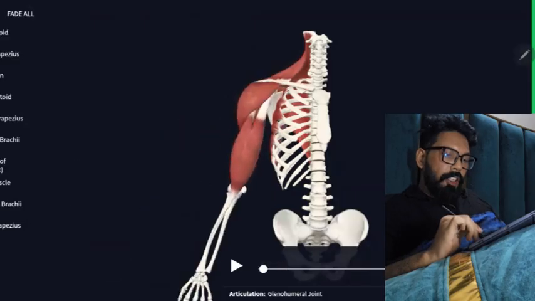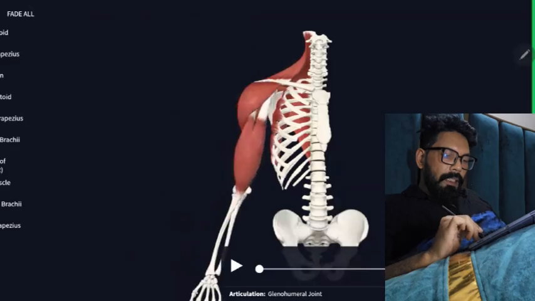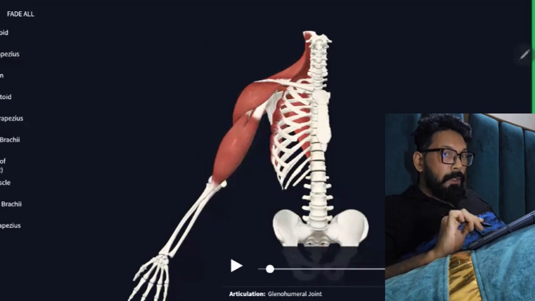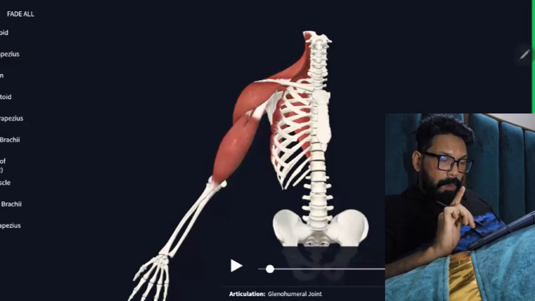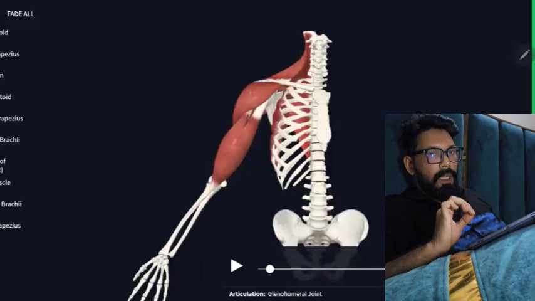So see, this is the initiation, the starting of abduction up to 15 degree. Supraspinatus will do the work. It will start the abduction. If the starting is not working, the rest of it will not work too.